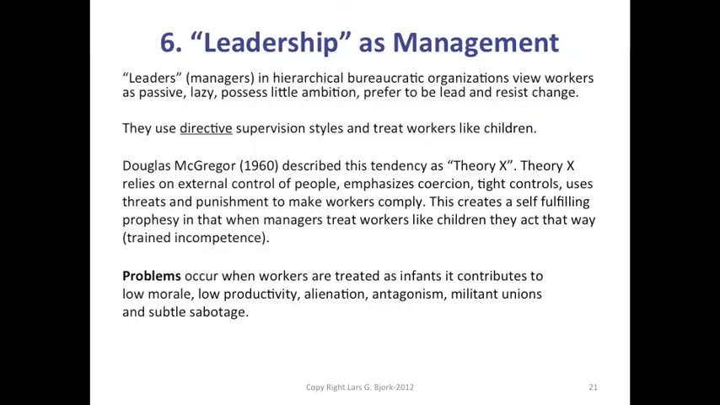6. Leadership and management. Leaders or managers in hierarchical bureaucratic organizations view workers as passive, lazy, possess little ambition, prefer to be led, and resist change. Consequently, managers are compelled to use directive supervision styles and treat workers like children. Douglas McGregor described this tendency as Theory X.